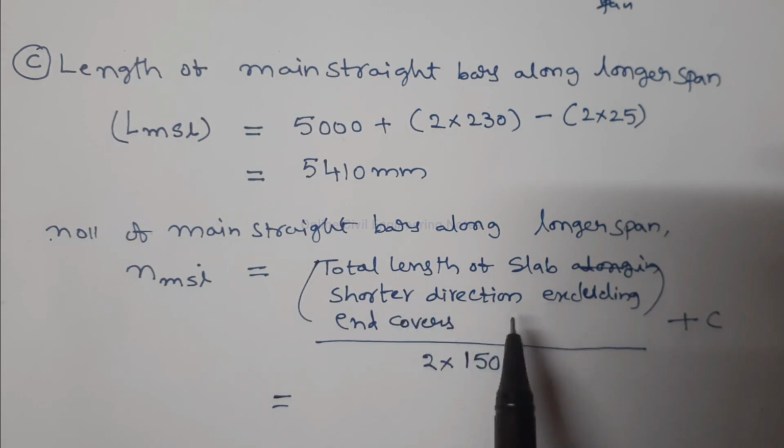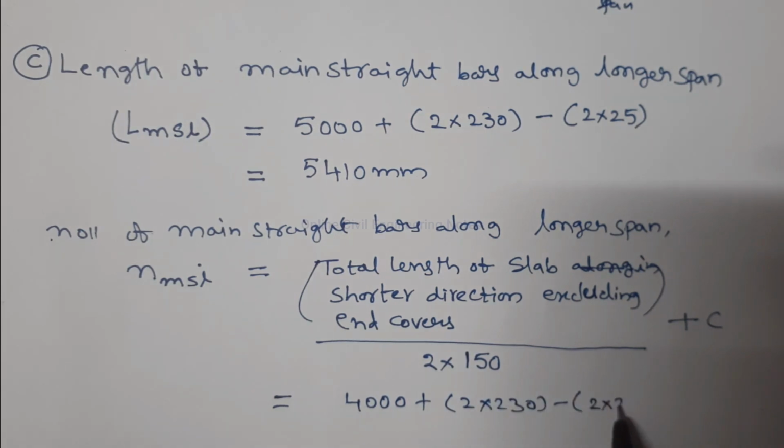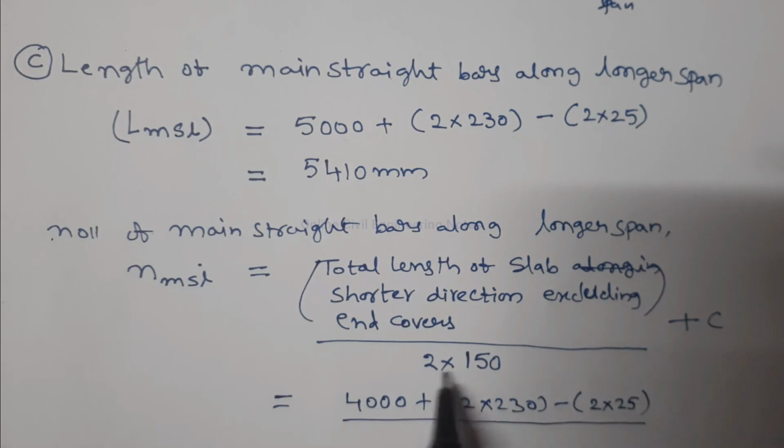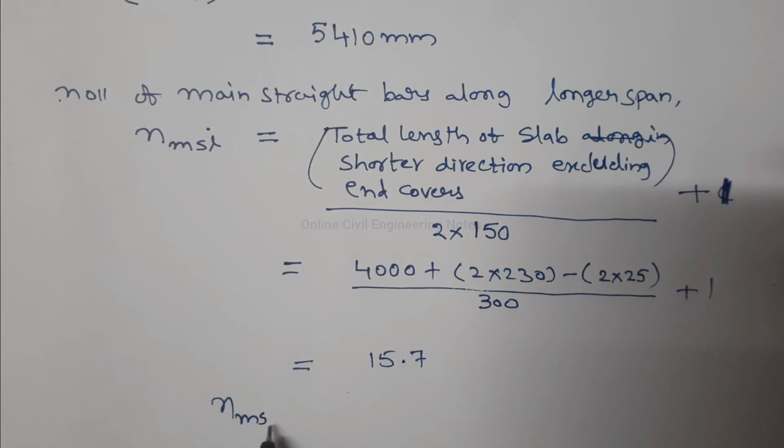Total length of slab along the shorter direction excluding covers is already calculated, which is equal to 4410 mm. So, which comes from clear span plus 2 into 230 minus 2 into 25, divided by 2 into 150, that is 300, plus 1. So this is 15.7. Total number of main straight bars along the long span is 16.